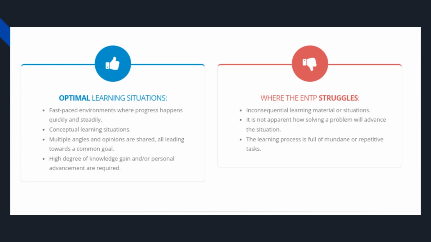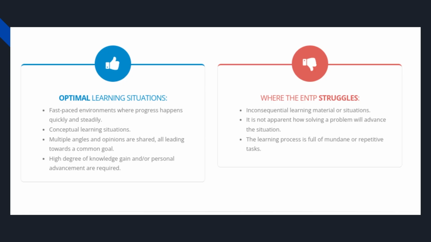And then I started to think, wow, this is actually so true. Look at where the ENTP struggles: inconsequential learning materials or situations. I struggle with that, and that's very true. Like, did you ever do Mathia? That's very inconsequential, because you could just guess and use hints and you could get everything right.